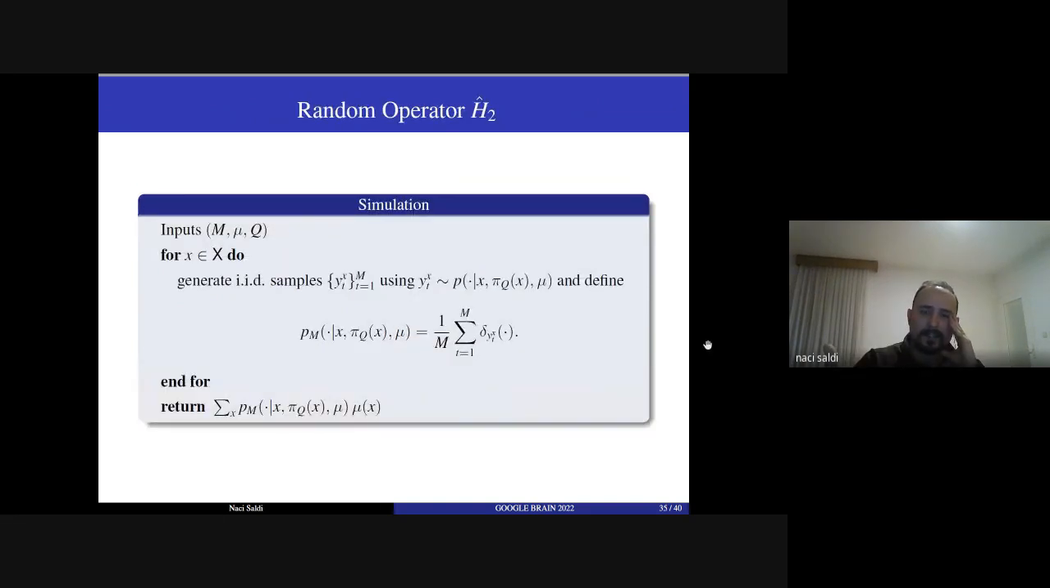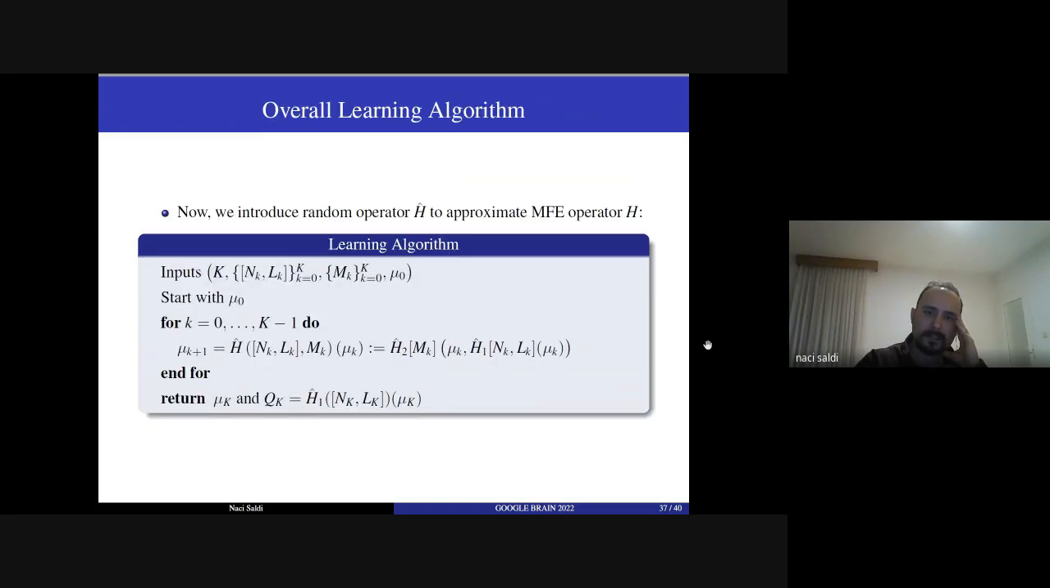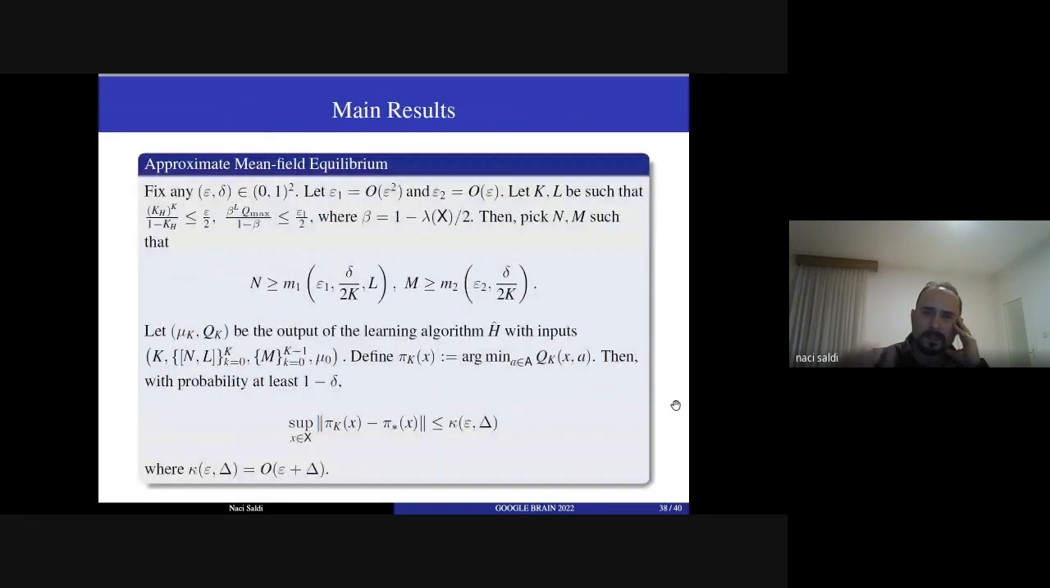And the description of the random operator H2 hat is the same as the H2 hat that we have for the discounted cost. The same error analysis applies, and this is the overall learning algorithm. Again, it is the same as with the discounted cost. Of course, here H1, the operator in the fitted Q-learning algorithm, is different from H1 hat in the discounted cost case.